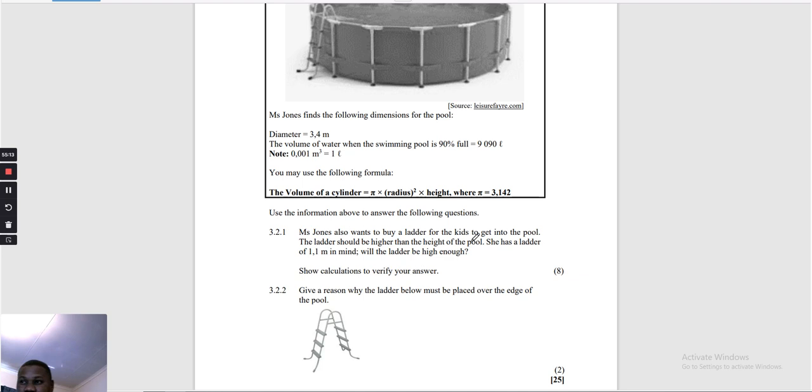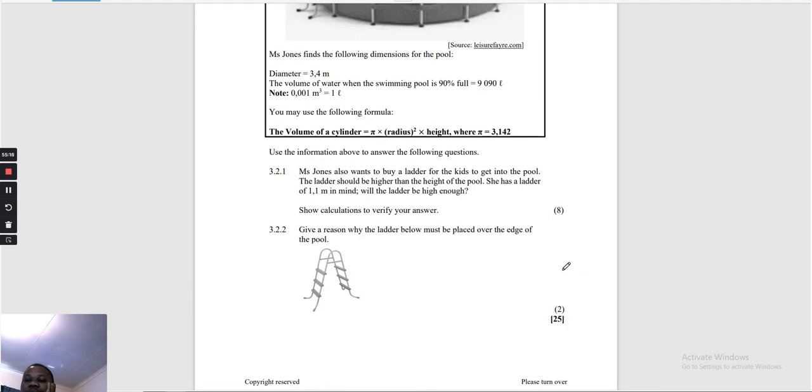Show calculation to verify. So now, you don't have the height, but they want you to compare the height of the pool with the height of this ladder. Now look at this formula here. You have V as a value, R is a value, height is a value. How many values are here? So this formula has 3 values. If you have a formula of 3 values, they will always give you 2 values to calculate the other value. Is that what we are given? Yes, I've seen that.